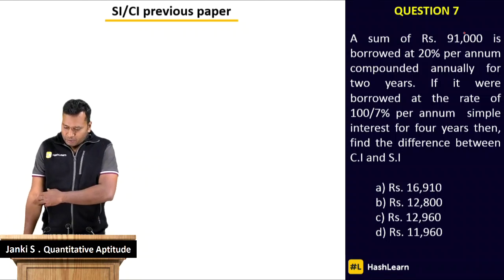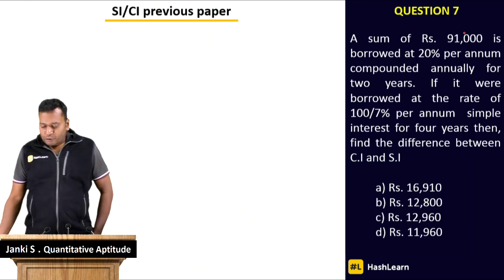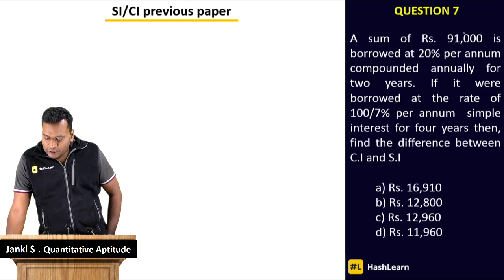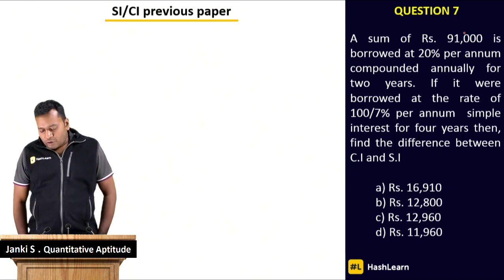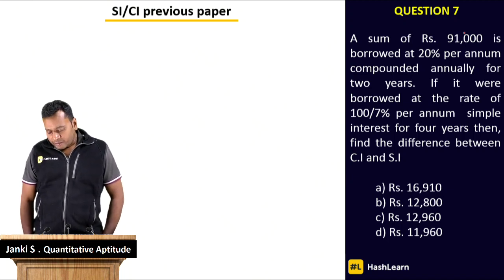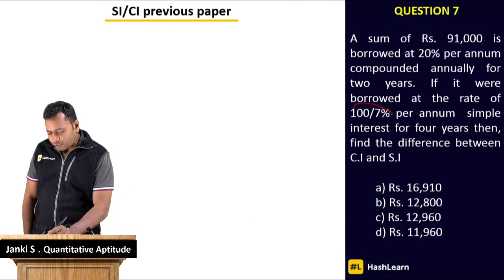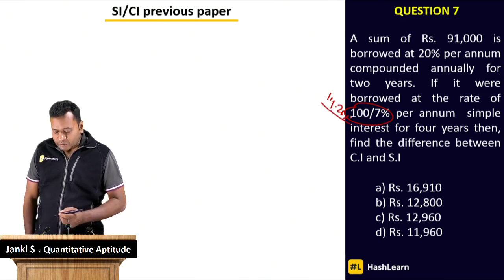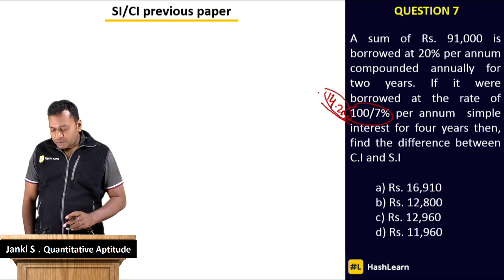Question number 7. Right. So it's given a sum of rupees 91,000 is borrowed at 20% per annum compounded annually for 2 years. If it were borrowed at the rate of 100 by 7, so 100 by 7 will be how much? That means the rate is nothing but 14.28%, right? So this value is nothing but 14.28. Sometimes you have to identify these kind of values which will be useful.